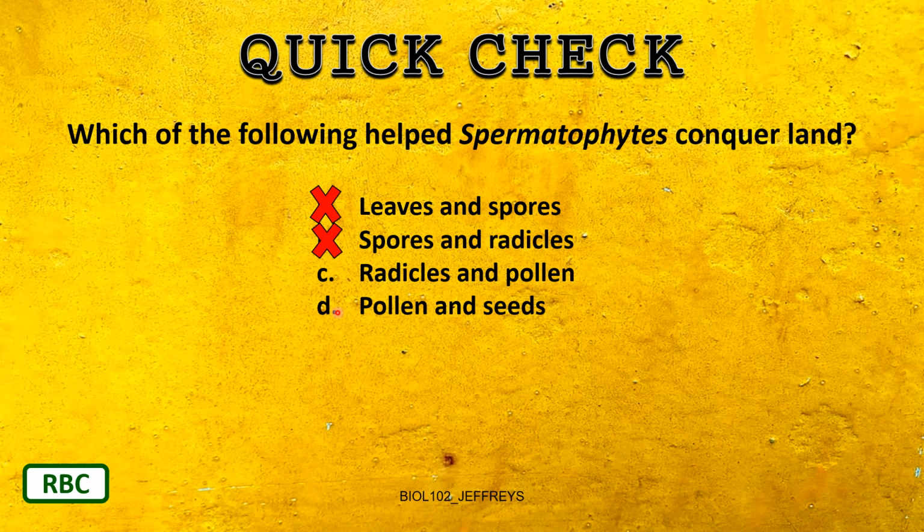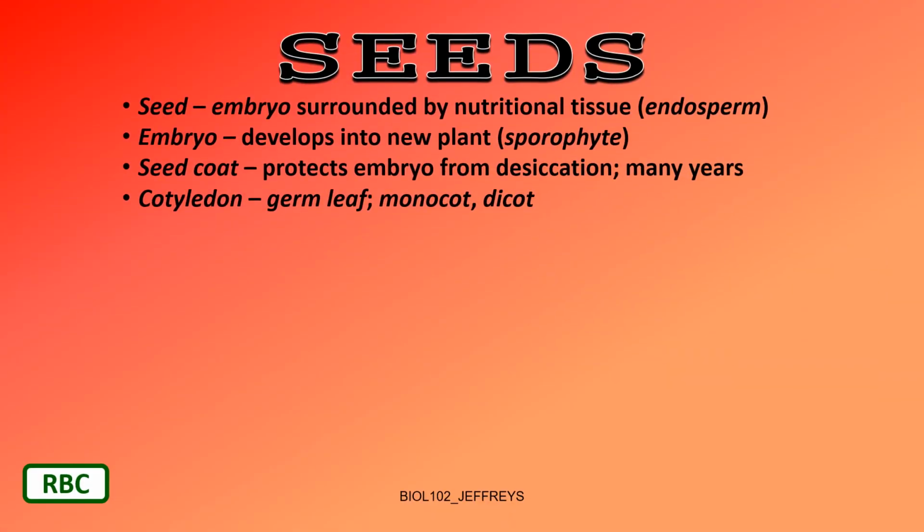And if radicals is not correct, then certainly C is not correct. We just talked about pollen, and that certainly did help spermatophytes conquer the land. And we're talking about seed-bearing plants, so that must be the correct answer, even though we haven't talked about seeds yet. Okay, let's talk about seeds.